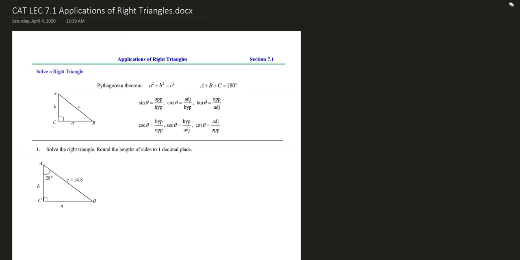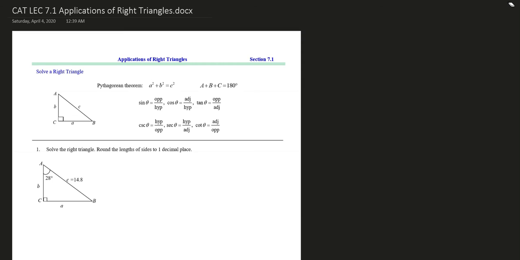The first category will be solving right angle triangles, and then we'll solve some word problems using right angle triangle properties. And the third category will be solving bearing related problems, the bearing of an object. So for the first category, we need to know a few things. First one, the Pythagorean Theorem, which you already know, I guess, and some basic properties of a right angle triangle.